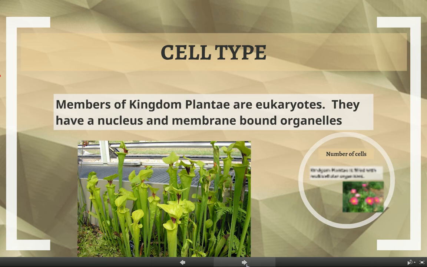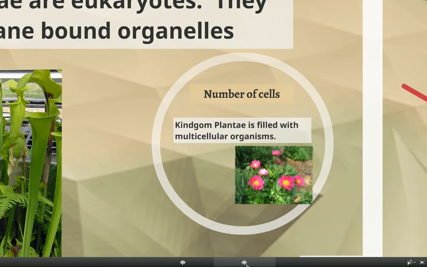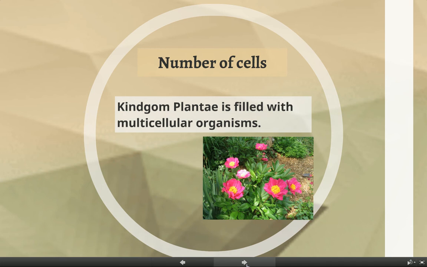Okay, Kingdom Plantae are plants. We've talked about them when we talked about photosynthesis, and they are all eukaryotes. They have a nucleus, they have membrane-bound organelles, and Plantae are also multicellular. Now, fungi, remember from the last video, could be multicellular or unicellular. Kingdom Plantae is multicellular.